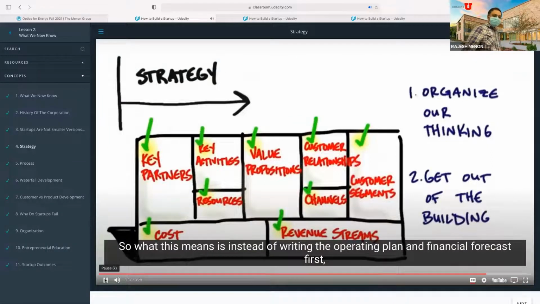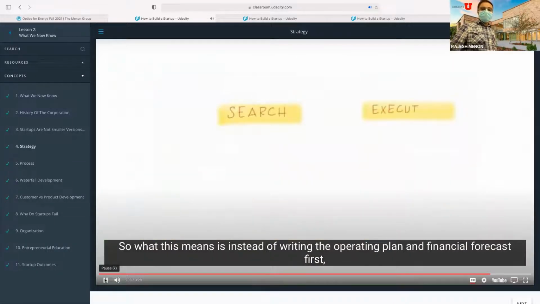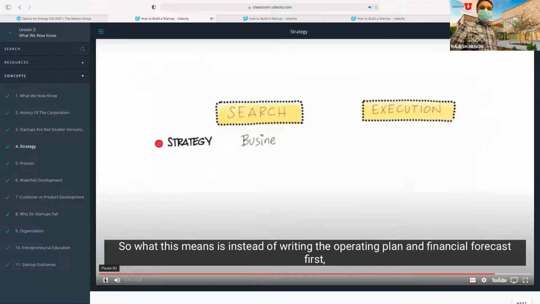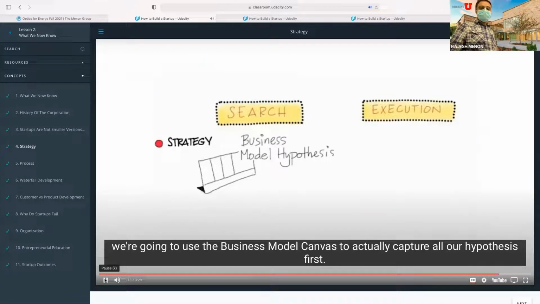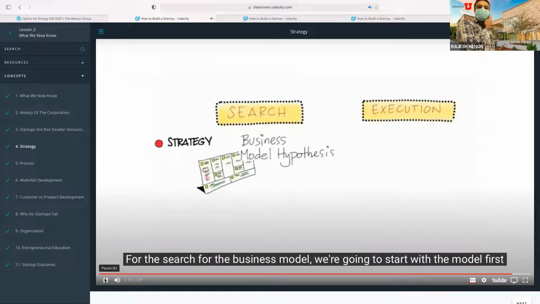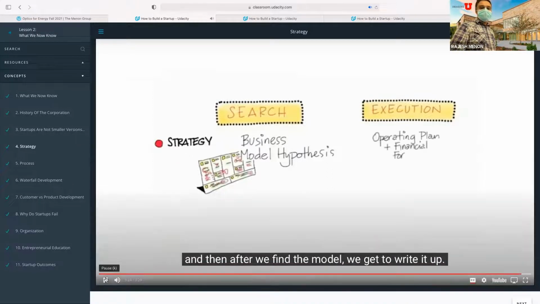So what this means is instead of writing the operating plan and financial forecast first, we're going to use the business model canvas to actually capture all our hypotheses first. For the search for the business model, we're going to start with the model first, and then after we find the model, we get to write it up.